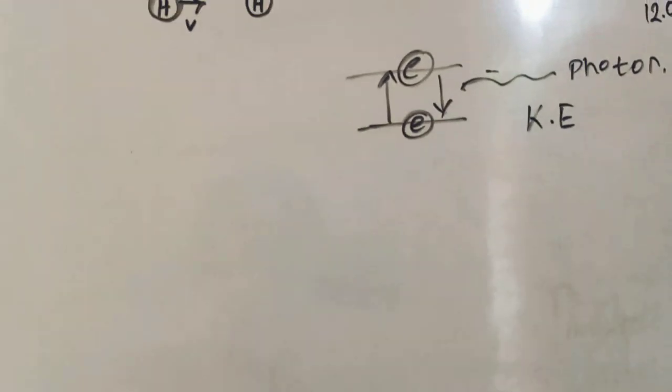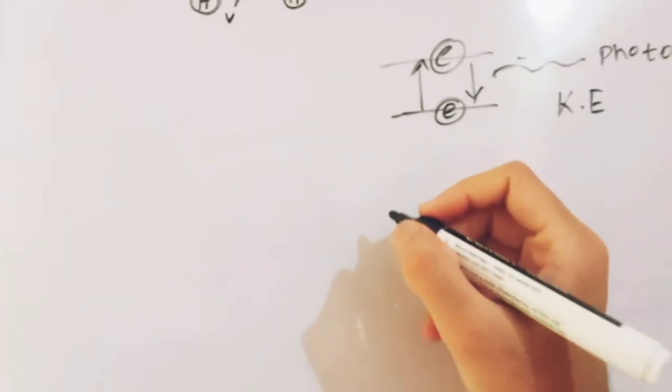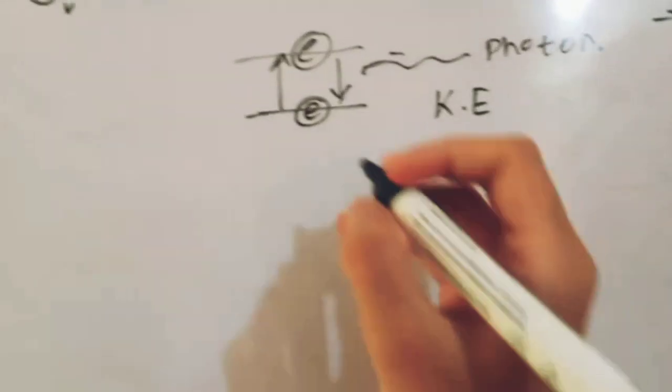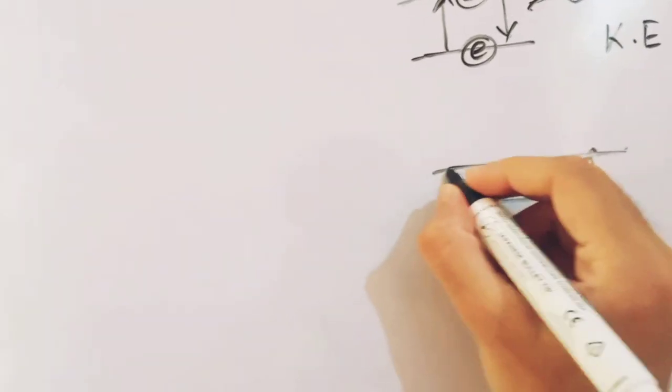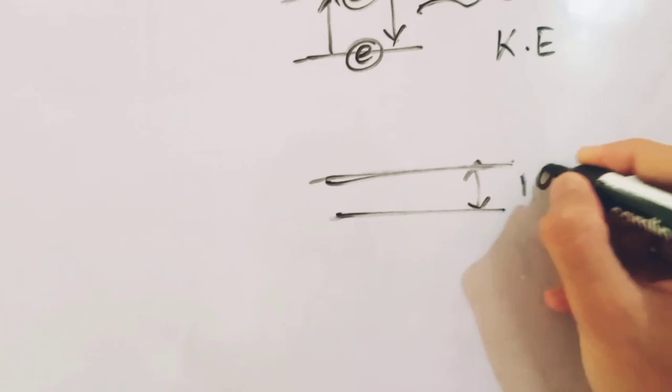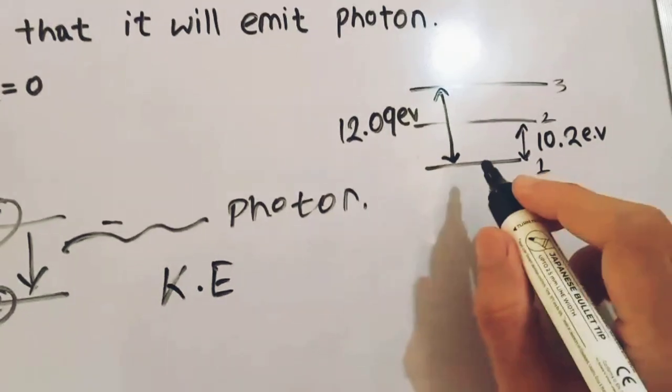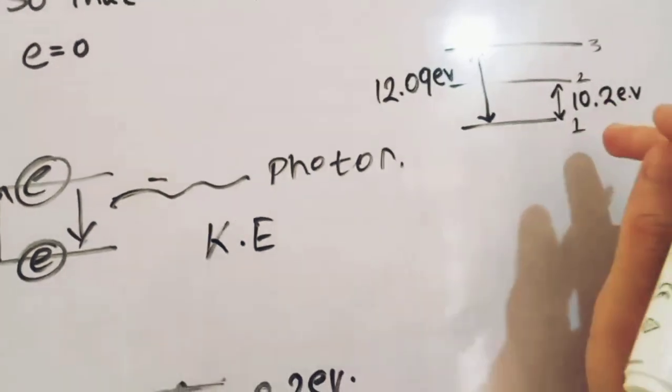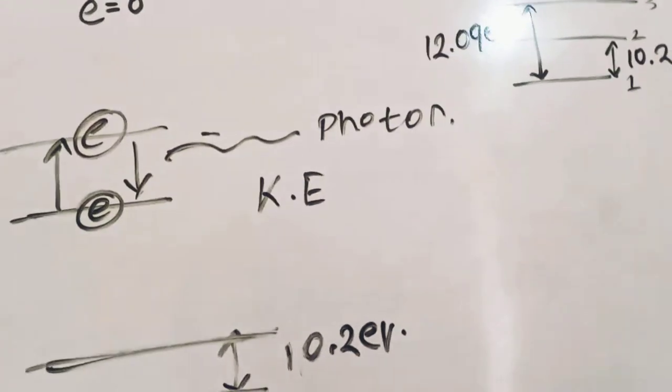So what is the formula to find the, so here let me tell you, in a hydrogen atom what is the minimum energy difference between two shells? That is 10.2 electron volt. Here I have written it. So the minimum energy difference between the first and second shell is 10.2 electron volt.